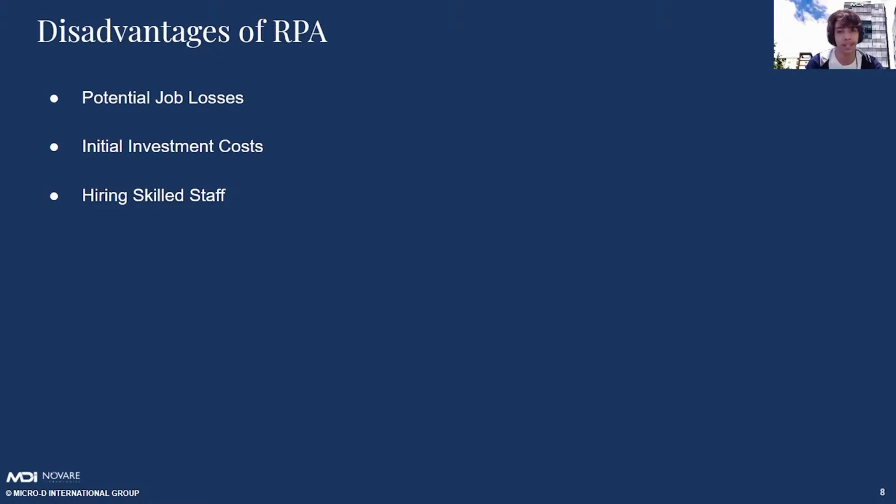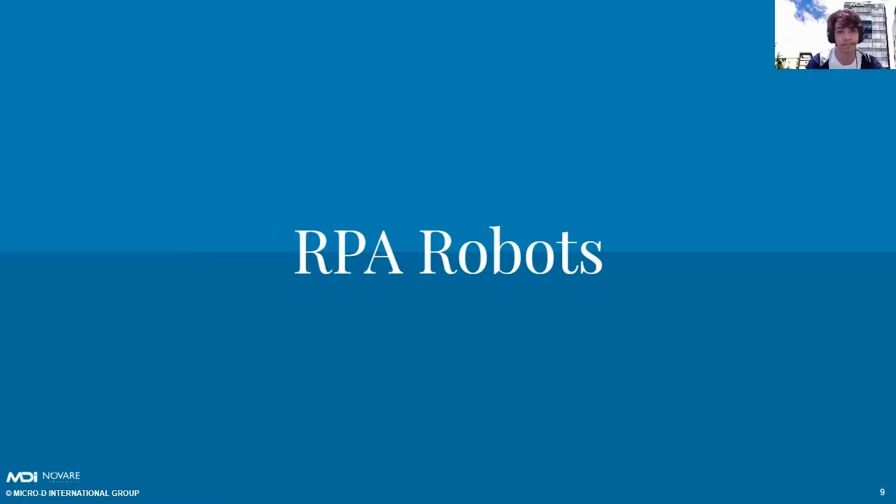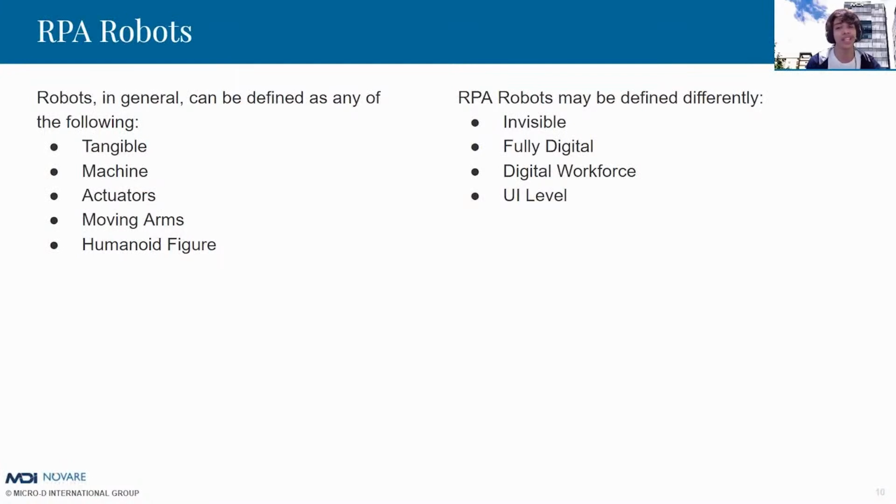Okay, so let's proceed on to the next one. RPA robots. What do you immediately think of when you see or hear the word robots? You might be thinking that it's something tangible or a machine or something that has actuators, maybe moving arms or a humanoid figure like Asimo, if you know him or it. Well, that is accurate for robots. Those are really accurate descriptions, but RPA robots are quite different from common robots. First off, they are invisible to us and they are in fact fully digital. They are also sometimes referred to as a digital workforce. And RPA robots work at the UI level and interact with systems just like a human would.